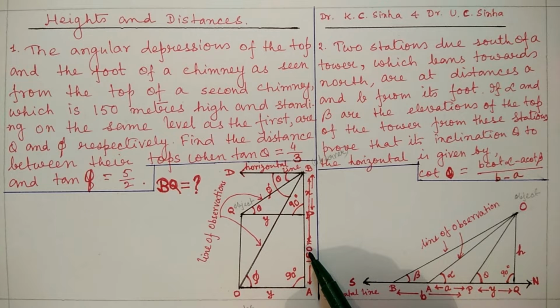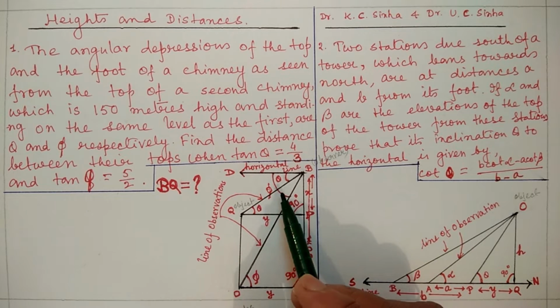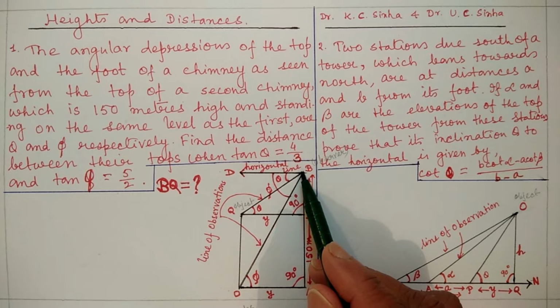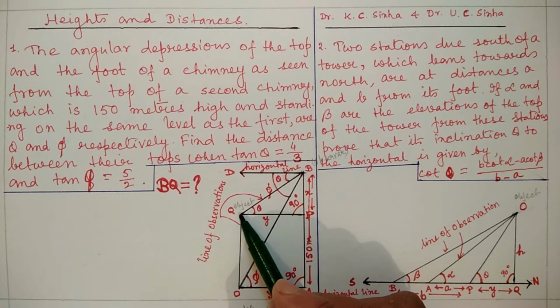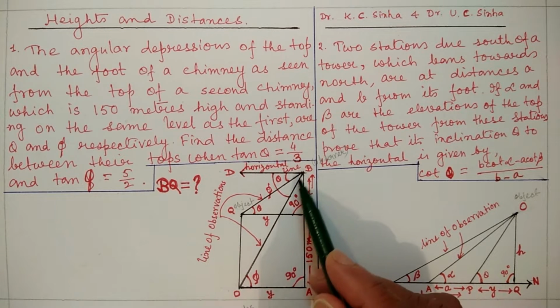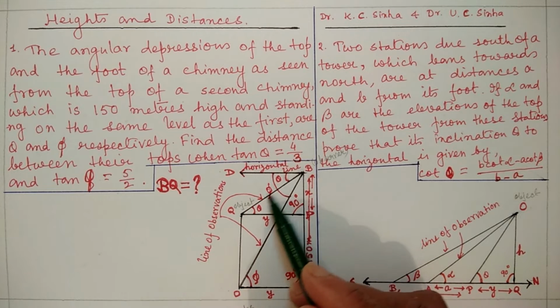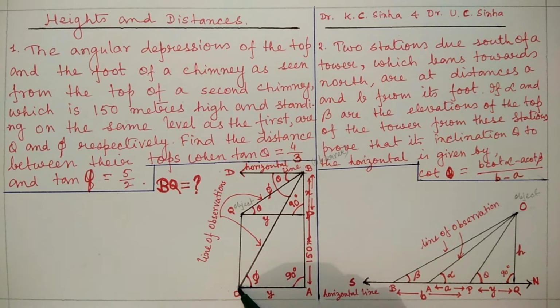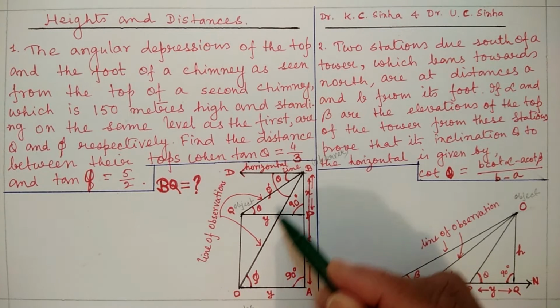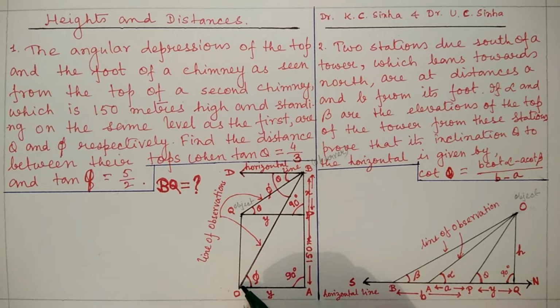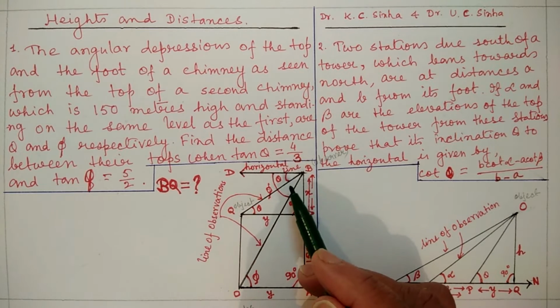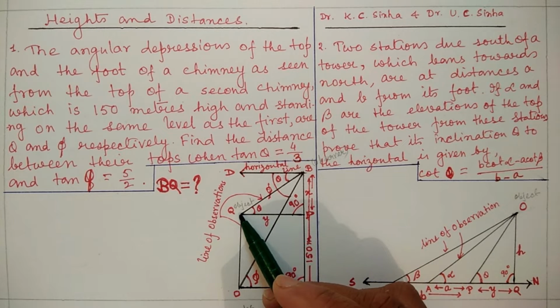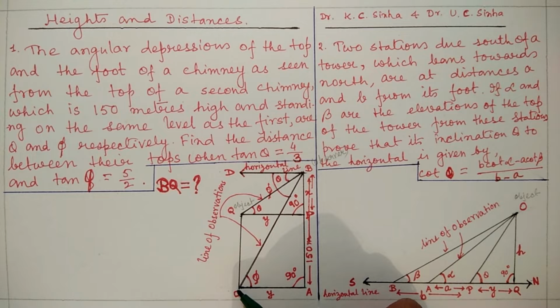And here it is given that from B, friends, B is the observer. We have to think B is the observer. From B, Q, the top of the first chimney, is observed. So BQ is the line of observation. And from B, the foot of the first chimney is observed. So BO is the line of observation here. According to the question, the angle of depression in the first case is theta and in the second case is phi.